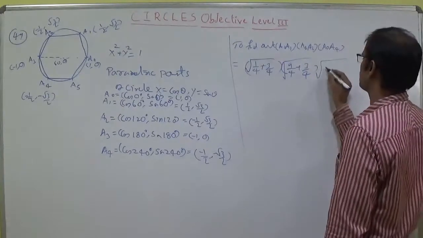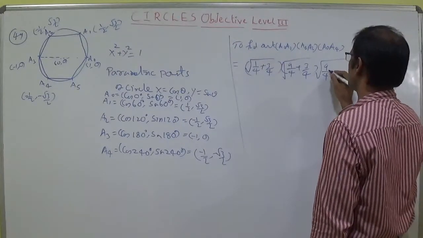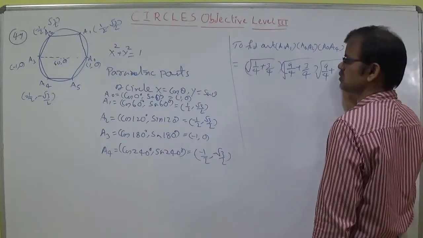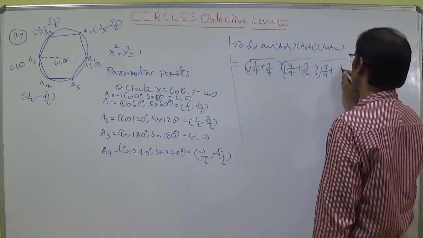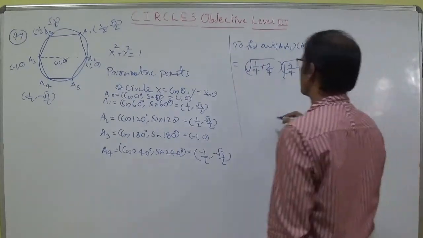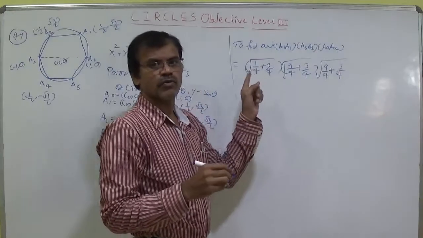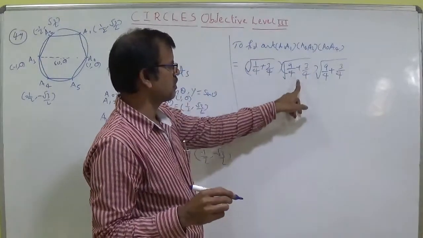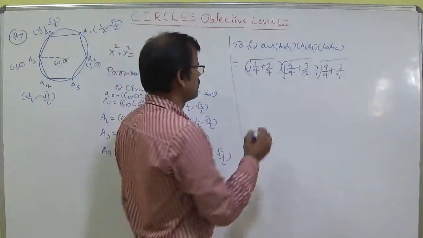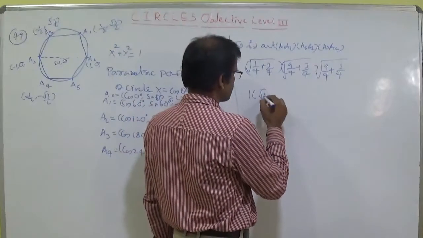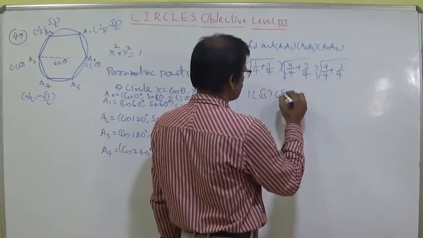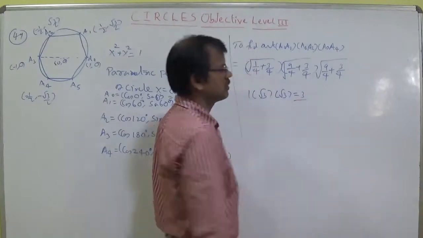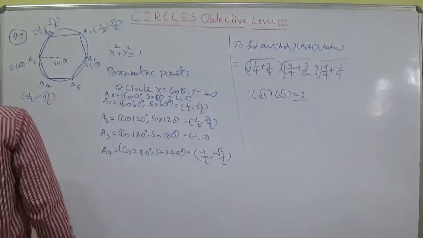A0A4 is root of (1 plus 1 by 2, this is 3 by 2) whole square, 9 by 4, plus (0 plus root 3 by 2) whole square, this is 3 by 4. This is 1 plus 3 by 4, 4 by 4 is 1; 9 plus 3, 12 by 4 is 3, root 3 into root 3. So you can write this as 1 into root 3 into root 3 is equal to 3. 3 is the answer.